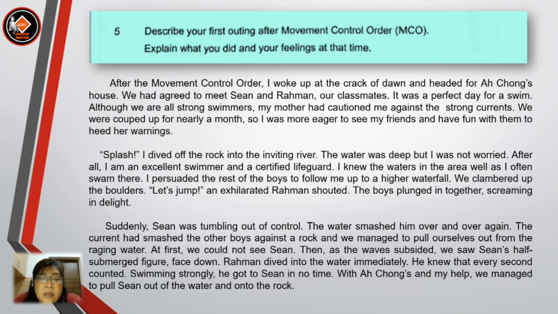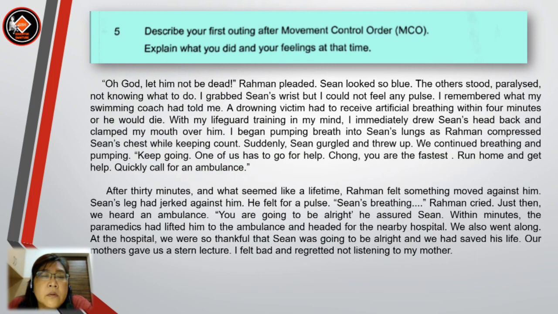With Ah Chong's and my help, we managed to pull Sean out of the water and onto the rock. "Oh God, let him not be dead," Rahman pleaded. Sean looked so blue. The others stood paralyzed, not knowing what to do. I grabbed Sean's wrist, but I could not feel any pulse. I remembered what my swimming coach had told me. A drowning victim had to receive artificial breathing within 4 minutes or he would die. With my lifeguard training in my mind, I immediately drew Sean's head back and clamped my mouth over him. I began pumping breath into Sean's lung as Rahman compressed Sean's chest while keeping count.